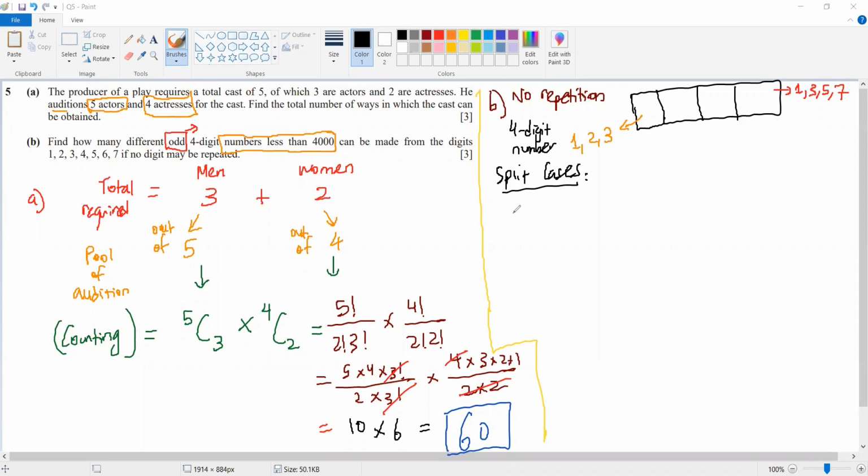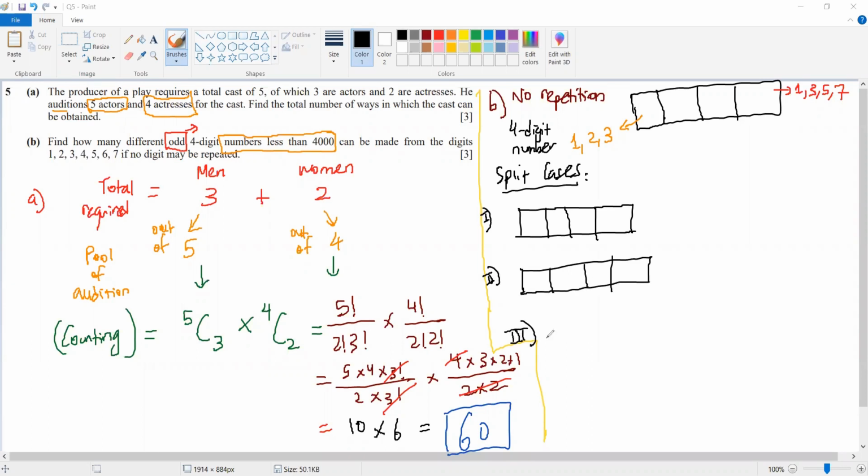So I'll split it accordingly, meaning that in this case, let's say 1, 2, 3, 4, like that, this is the first case. Then the second case is here like that. Then 1, 2, 3, 4, the third case looks like this. So there are 3 cases based on this 1, 2, 3, 4.